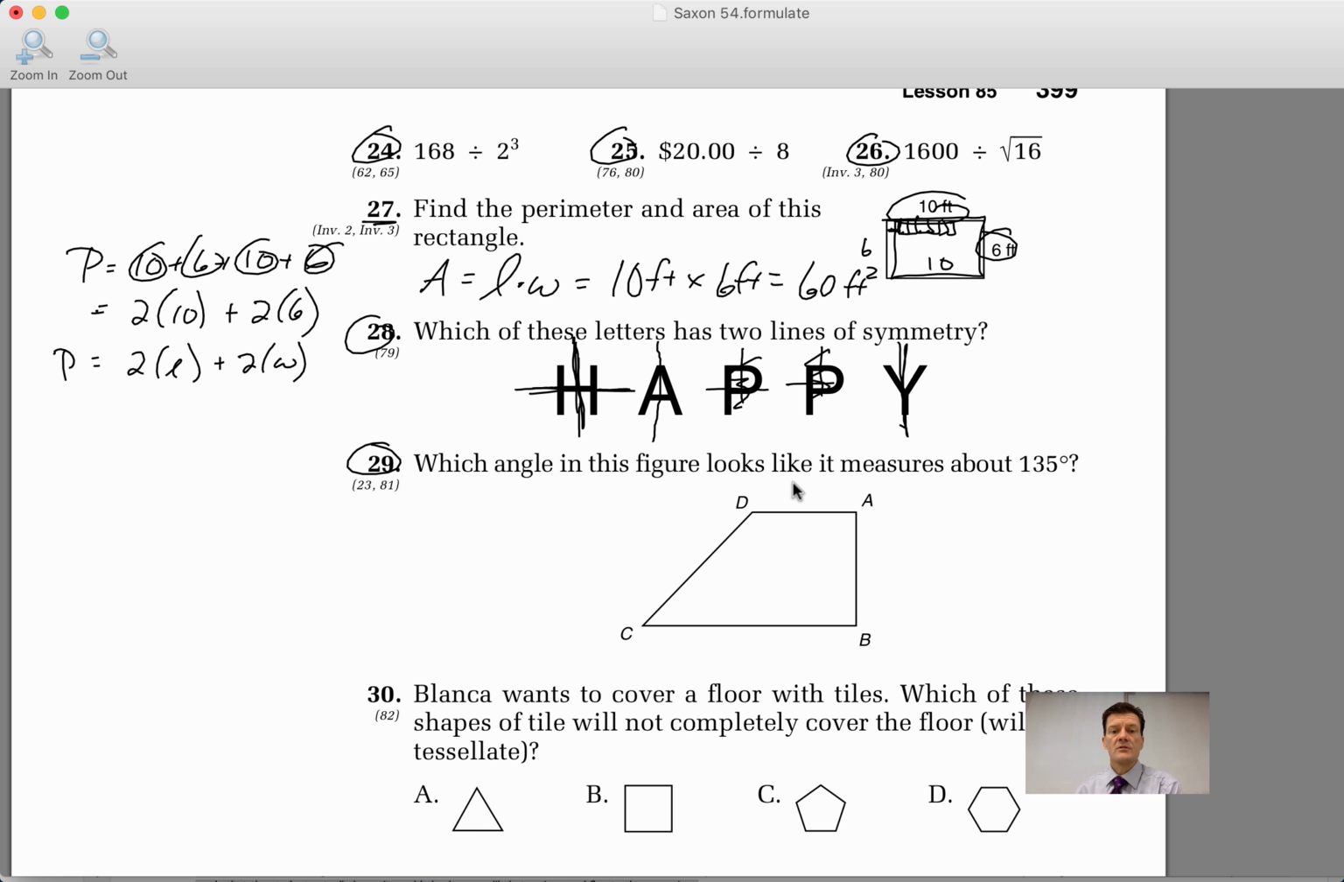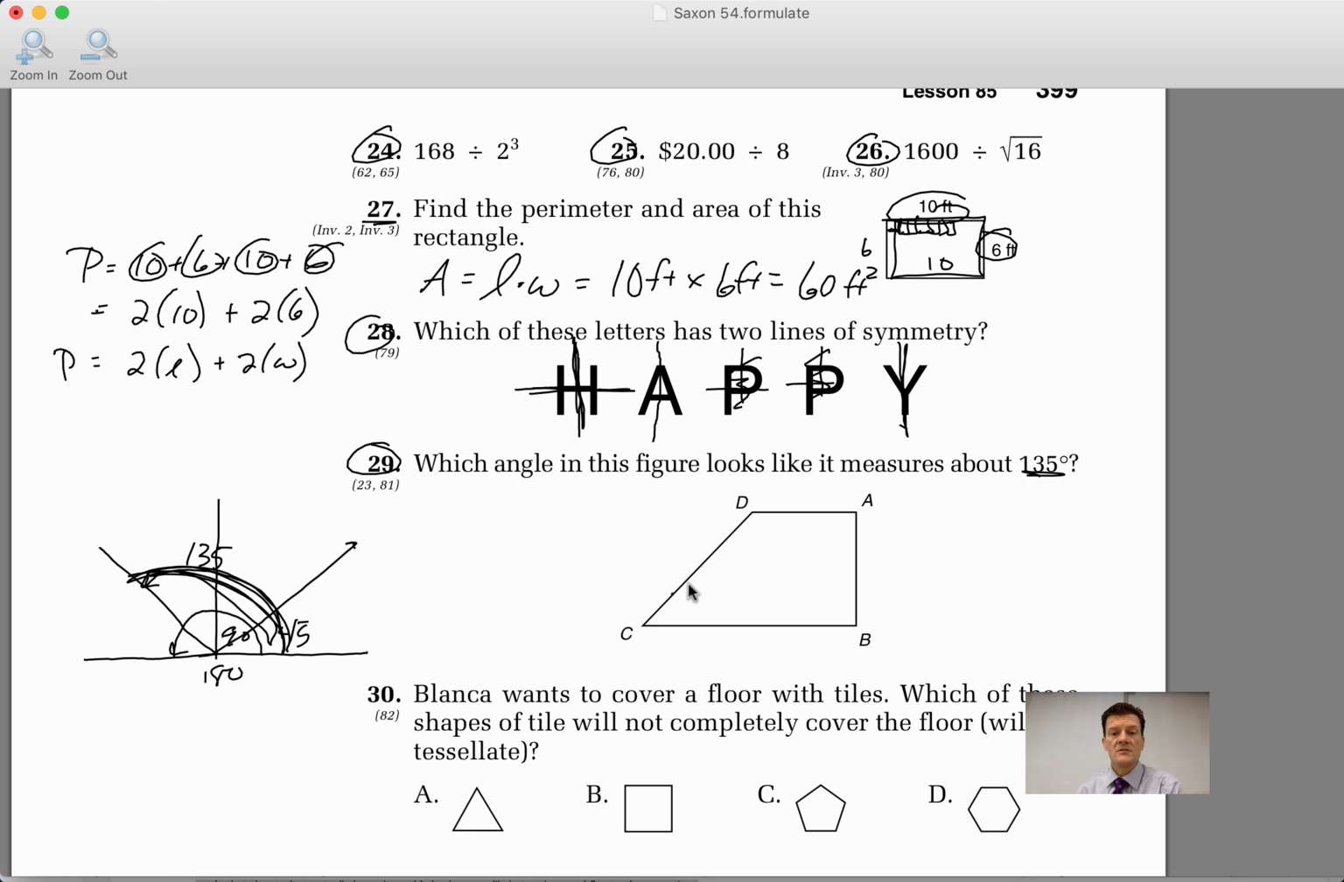29. Which angle in this figure looks like it measures about 135? So, remember, if the lines are perpendicular, that's 90. So, half of that would be 45, and a line from one end of the line to the other end of the line, that's 180. And then if you come from one side of the angle and you go past 90 and another half of 90, that's going to be 135. So you're looking for an angle that goes past 90 and then another half of 90 added on to that.